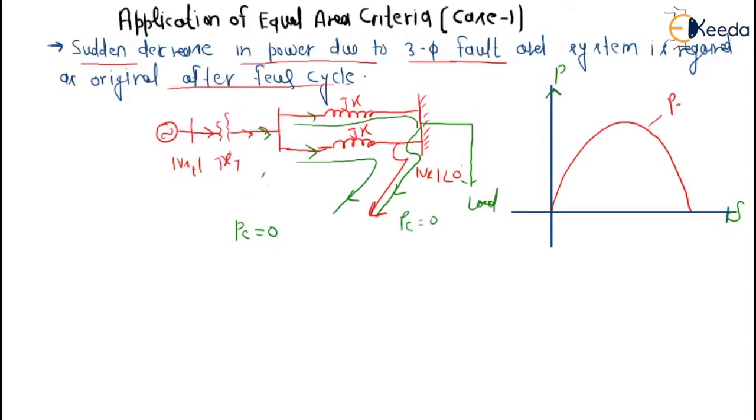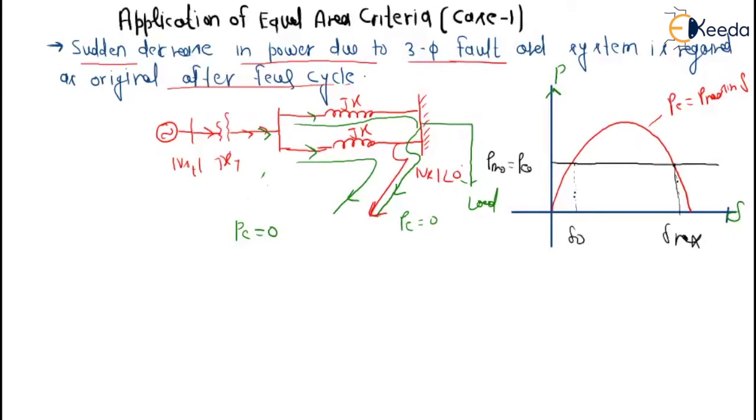P is equal to Pmax sine delta. We all know Pmax sine delta, and this one will be the power transfer. This will be the mechanical power input. So here PM naught is equal to PE naught, and it is cutting at point delta naught. And this is delta max, before disturbance.